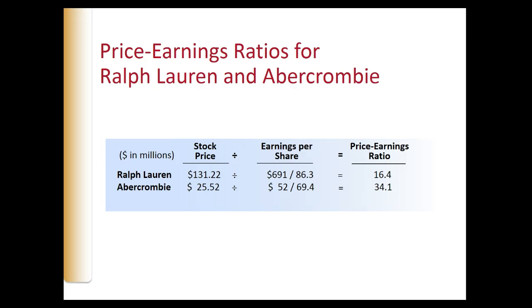This slide calculates the price-earnings ratios for Ralph Lauren and Abercrombie. The price-earnings ratios for Ralph Lauren and Abercrombie are 16.4 and 34.1 respectively. A low price-earnings ratio indicates to investors that a stock is priced low in relation to its current earnings. Ralph Lauren's PE ratio is in the common range of 15 to 20, while Abercrombie's is much higher at 34.1, indicating that investors expect future earnings to be much higher.